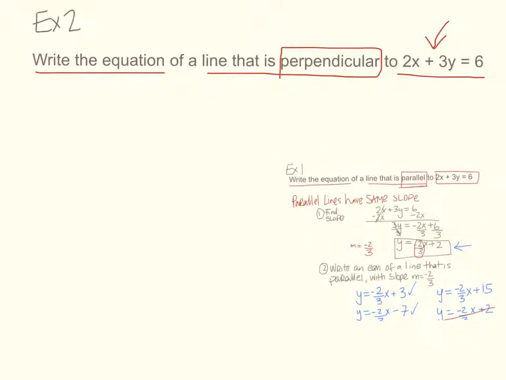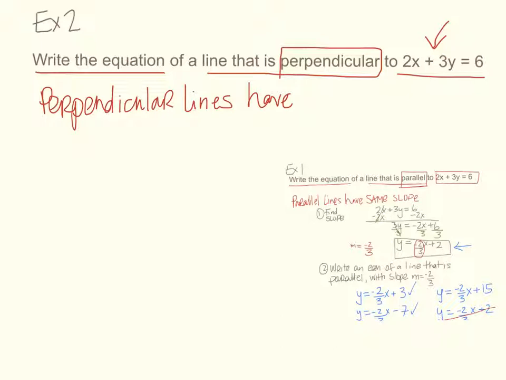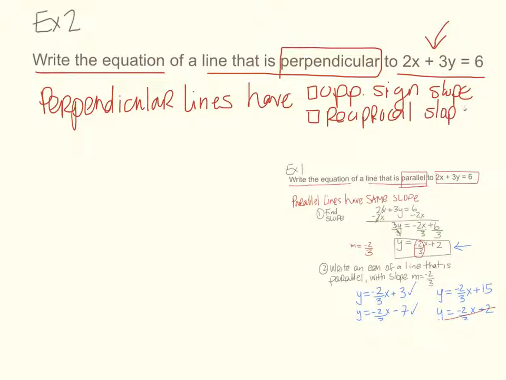Let's move this out of the way a little bit. Let's see. Perpendicular lines have, let's see, opposite sign slopes. And they have reciprocal slopes. So perpendicular lines have the opposite sign slopes and reciprocal slopes.